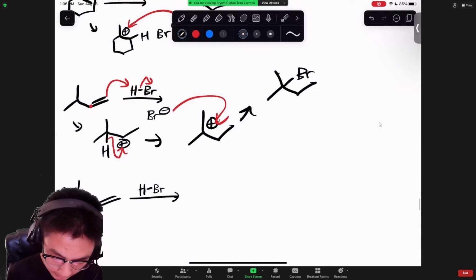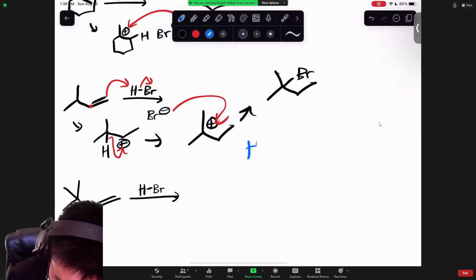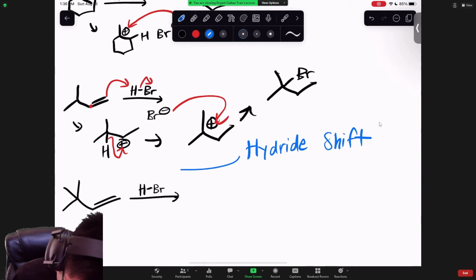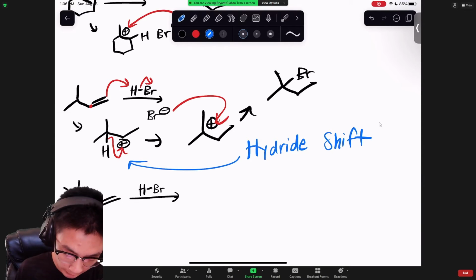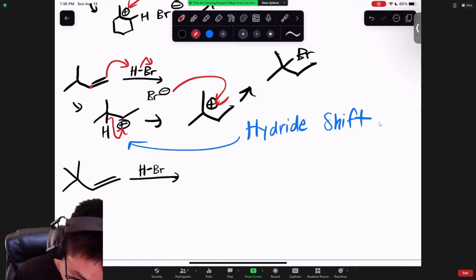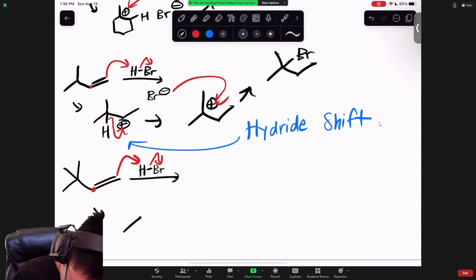And then this right here is specifically called a hydride shift, where we moved the hydrogen to that carbocation. But there's another thing called a methyl shift, where we do the exact same thing. We see here this carbon would form the more stable carbocation. We attack the hydrogen from the other side of the alkene. That would give us this carbocation intermediate.